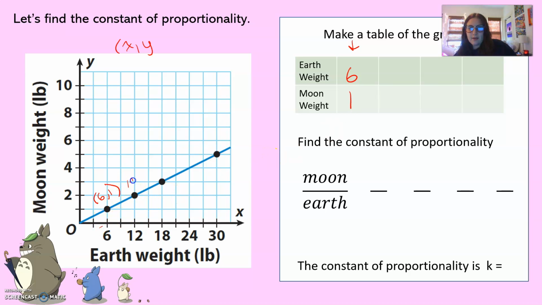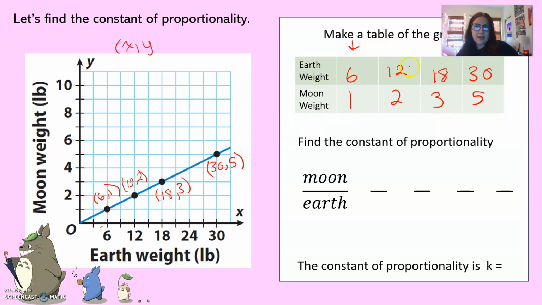Let's look at the next point. Earth weight is at 12, and my moon weight lines up with 2. So Earth weight 12 matches up with moon weight of 2. This next point, my Earth weight is 18, and my moon weight is 3. So 18 Earth weight matches with moon weight of 3. And my last point, my Earth weight is 30. That's my x value on my x-axis. And my moon weight is 5. So 30 matches up with 5.